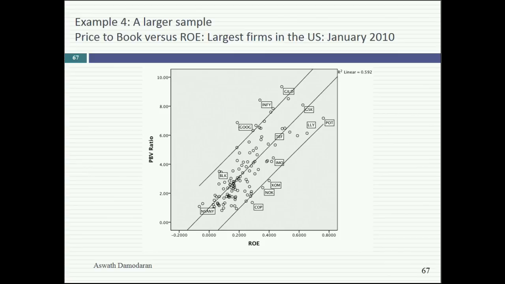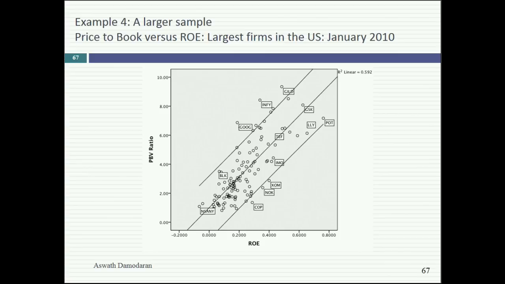So help me out here. When I'm looking for overvalued stocks in this graph, where would I find them? Above the line or below the line? It's got to be above the line because they have high price to book. So there are three stocks that show up as overvalued when I run this.